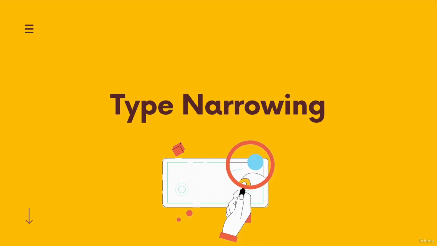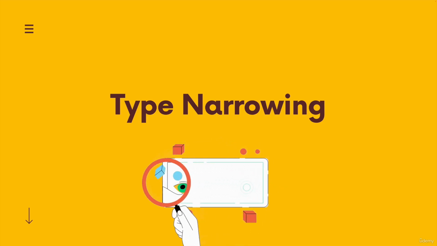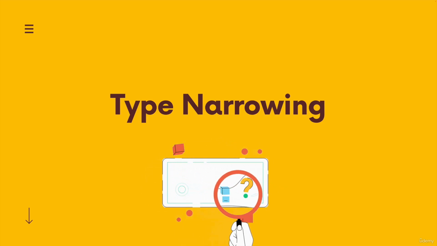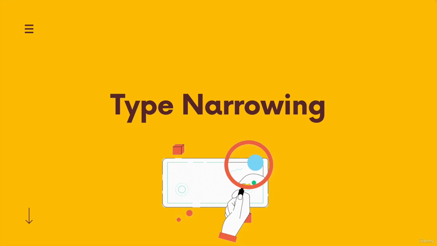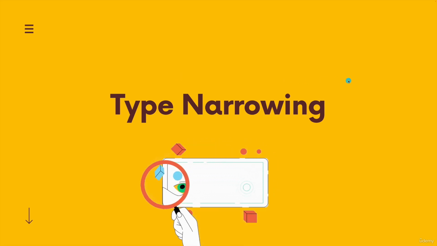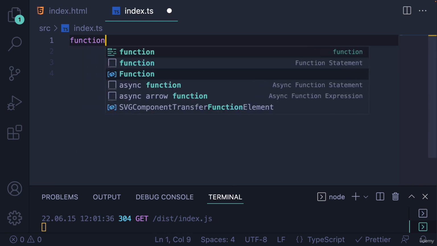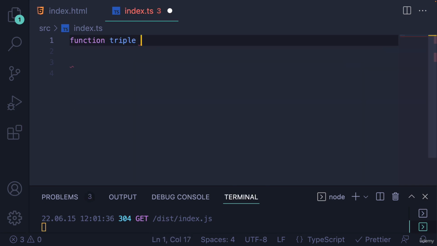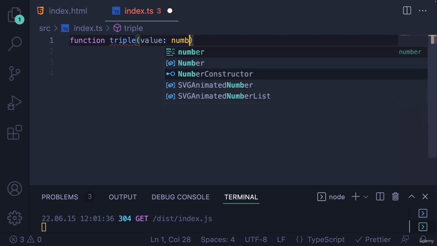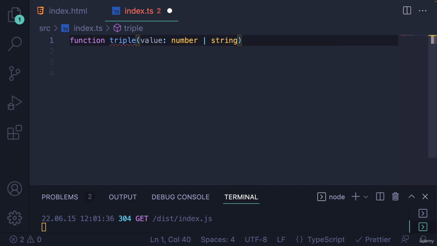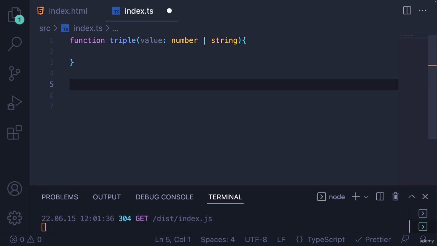So type narrowing refers to a really common situation where we have some less precise type, let's say a union type, and we need to then narrow that down to a more precise type. So we could write a function called triple that accepts some value. And that value can be a number or a string. For whatever reason, we want it to work in both situations.